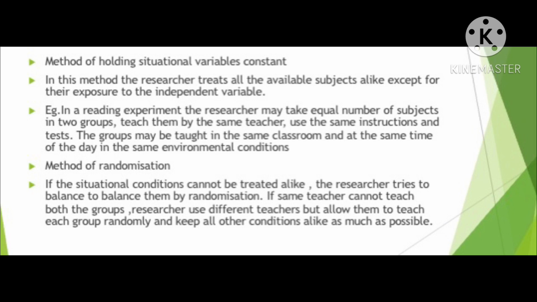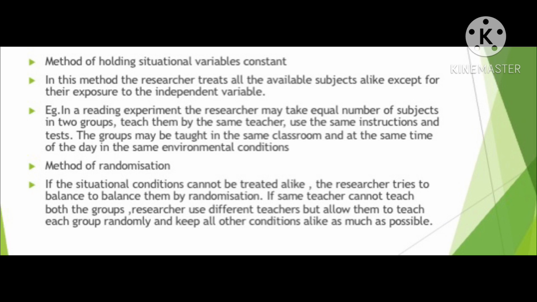For example, in a reading experiment, the researcher may take an equal number of subjects in two groups, teach them by the same teacher, use the same instruction, and then the same test. The groups may be taught in the same classroom at the same time of the day and in the same environmental conditions. So all the extraneous variables are the same: the teacher, the learning condition, the classroom, everything. But in the reading experiment, maybe he wants to check the effect of a special method. That method he may change. All other variables will be constant.